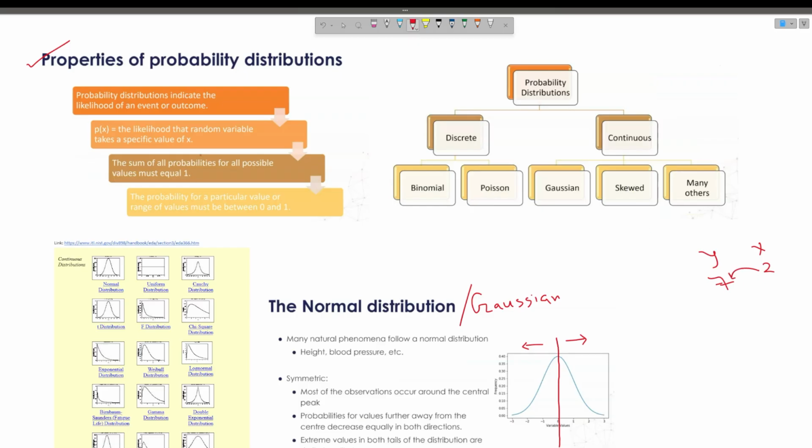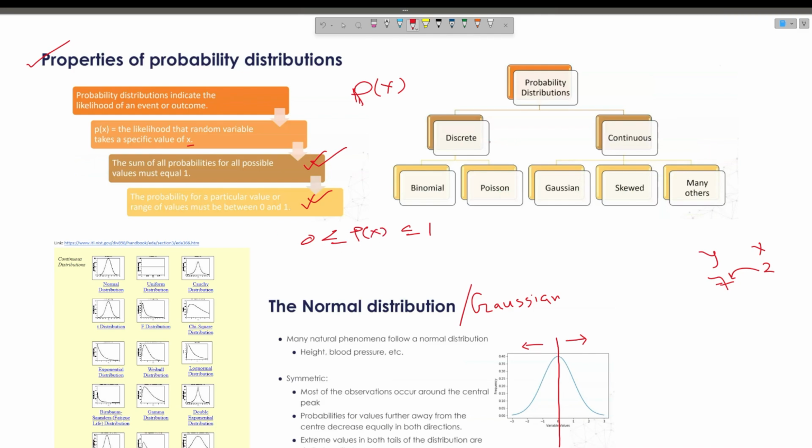So you can see P(x) equals the likelihood that a random variable takes a specific value of x. We know this as the probability of x, and we just call it P(x). Now the sum of all the probabilities for all possible values must be equal to 1. These are some laws. The probability for a particular value or a range of values must be between 0 and 1. So P(x) should be within 0 to 1. These are some laws for the probability distribution.